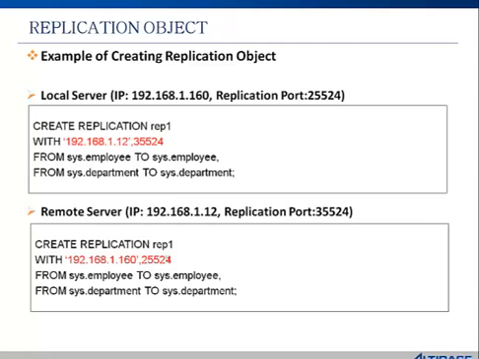Create replication RP1, same object name, remember, and 192.168.1.160, which is the same as this one, the local server. Okay, and 25524, this is the replication port number from the local server as well. And the table is the same, the name of the schema and the name of the table employee, and this is actually remote to local, and the department as well. Okay, so straightforward.